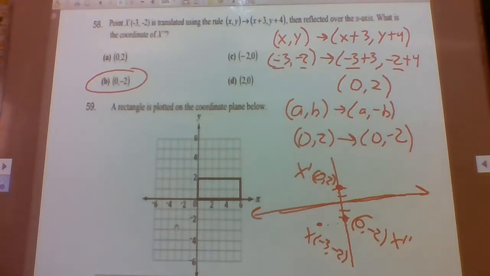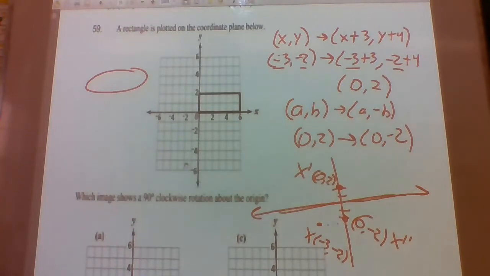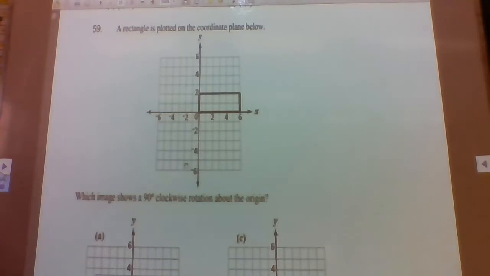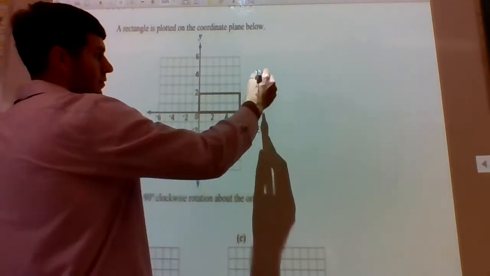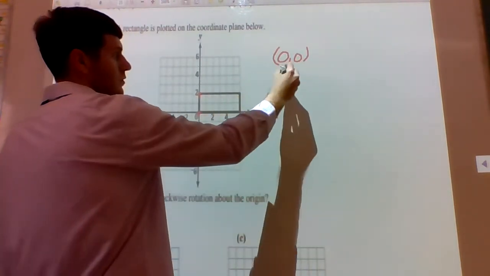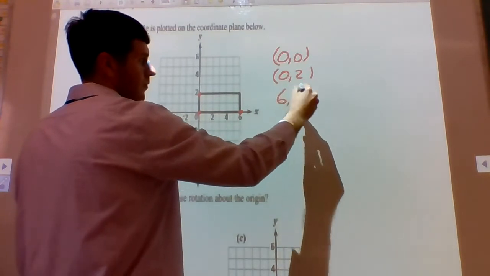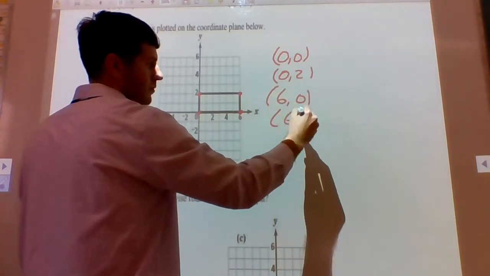59. And the last one here. A rectangle is plotted. On the coordinate plane below, which image shows a 90 degrees clockwise rotation? So let's just do the 90-degree clockwise rotation here and see which choice it matches up to. Let's start by writing out our points. We have (0, 0), (0, 2), (6, 0), and (6, 2).